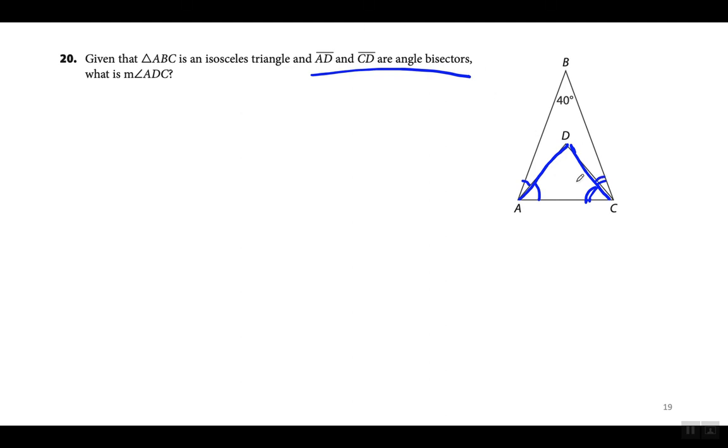Aquí dice que segmento AD y segmento CD son bisectores de estos ángulos. Así que este ángulo es congruente a este ángulo y este ángulo es congruente a este ángulo. A lo mejor también son congruentes todos estos dos a estos dos. Pero como no estoy seguro todavía, lo dejé así.